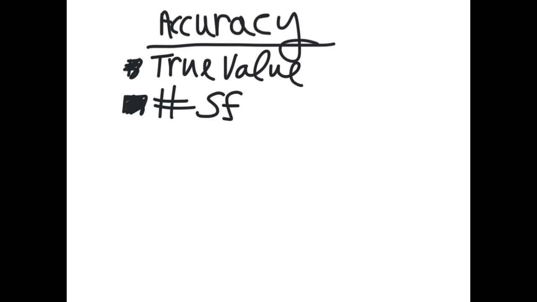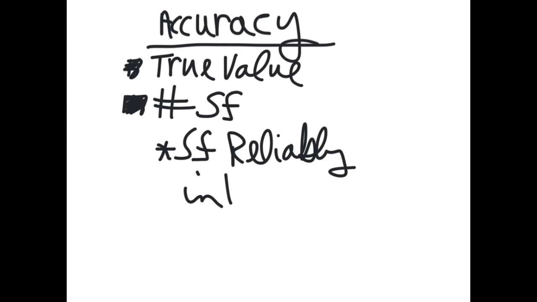You may think that a meter stick is exactly 1 meter long, but how long it actually is depends upon the manufacturing process. If we want to know what accuracy is, we need to know what the number of significant figures is. We have to know what a significant figure is. A significant figure is reliably indicated by the measuring instrument.